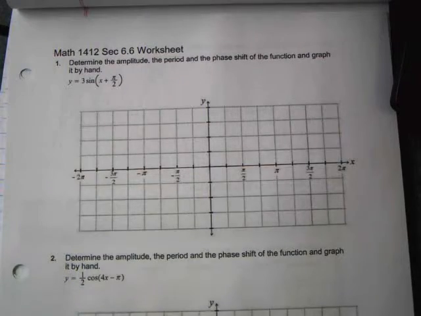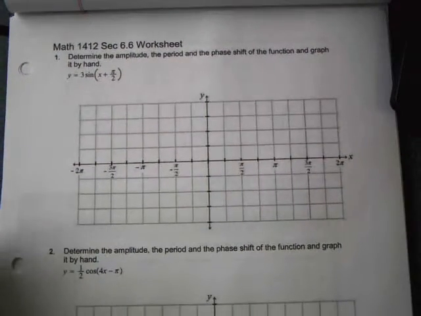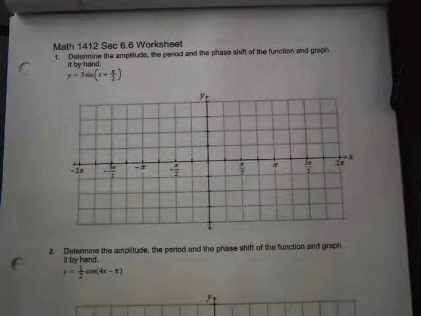Okay, so using all that information, we're going to draw some very nice graphs here. I give you y equals 3 sine of x plus pi over 2. And these will be the directions that you're going to have on your test on Friday. The directions will be determine the amplitude, the period, and the phase shift of the function and graph it by hand. And when you graph it by hand, I'm going to expect you to give me 5 key points. So we'll talk about those in a second here.